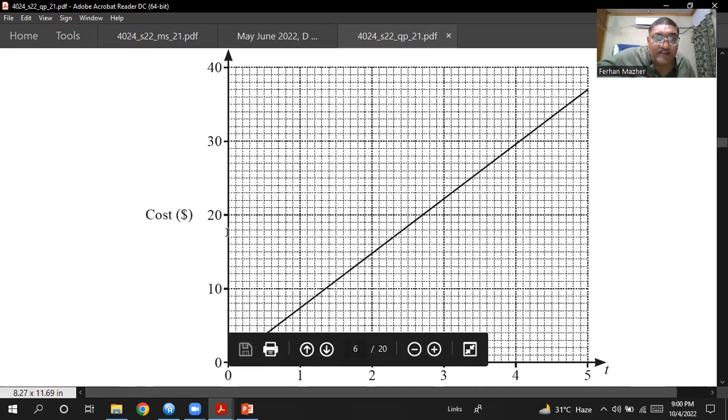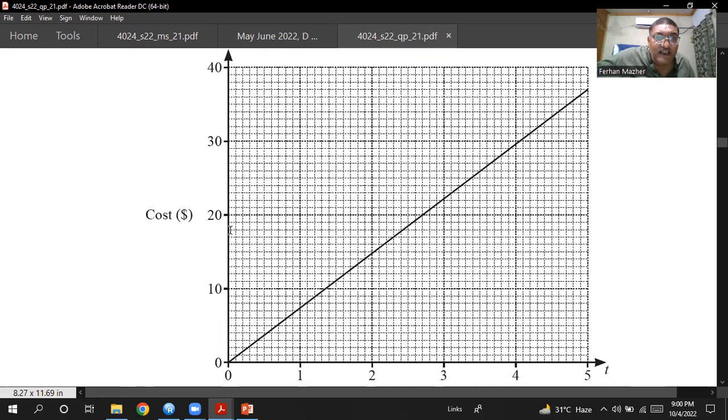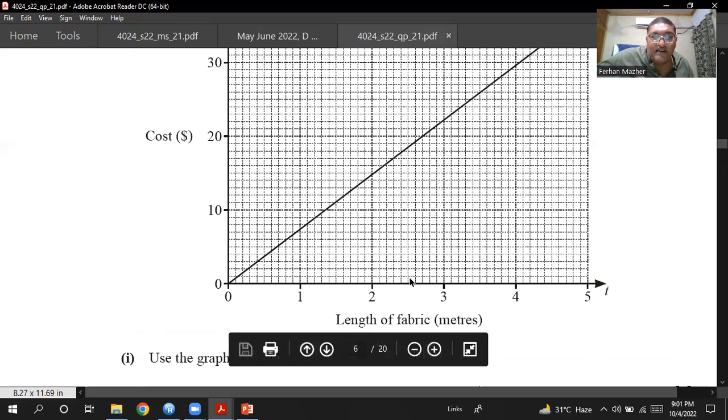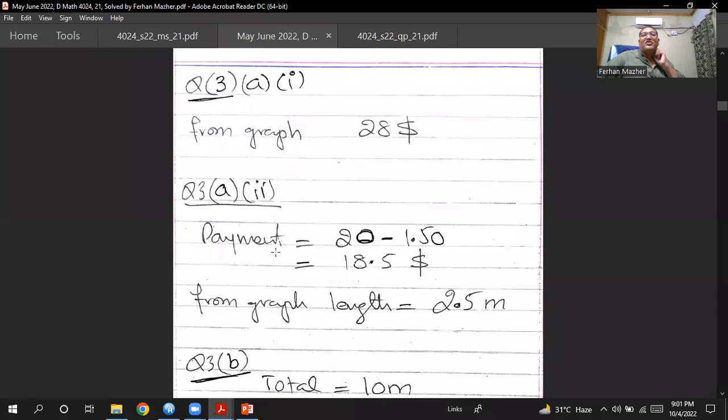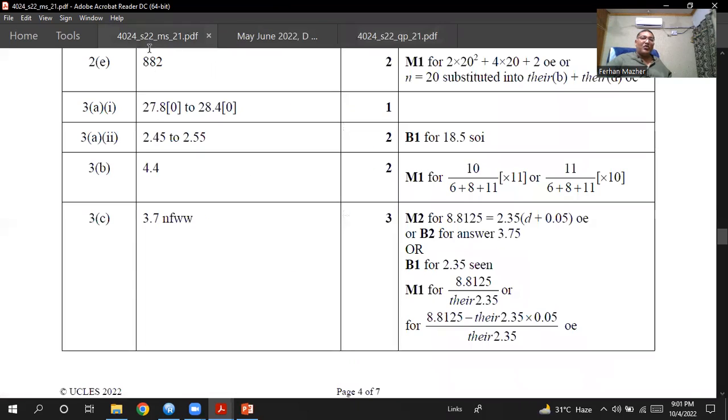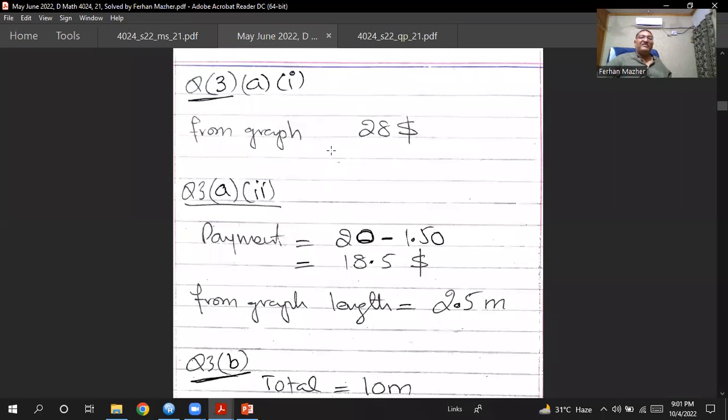It will be here. So this line is 18 and this line is 19. So between them, you will have 18.5. From here, draw a line and it will be here, and from here go to the x-axis and it will be 2.5 meter. So she has bought 2.5 meter of the fabric. So this answer is coming from the graph. I hope you understand. 2.5 meter of the fabric she has bought.